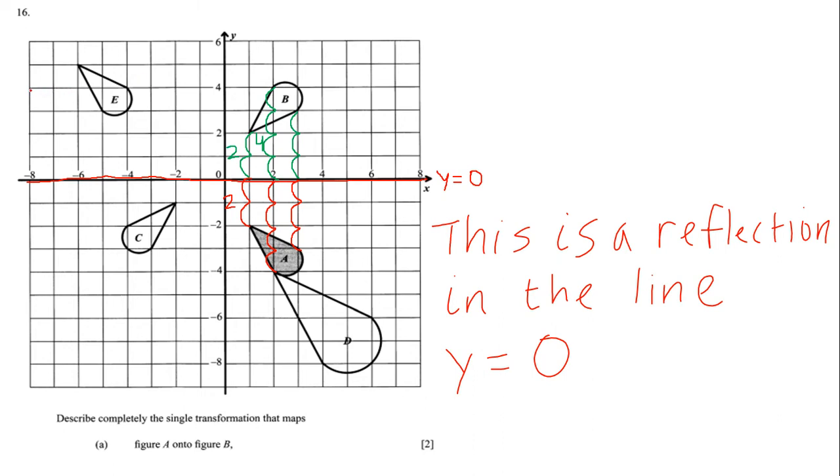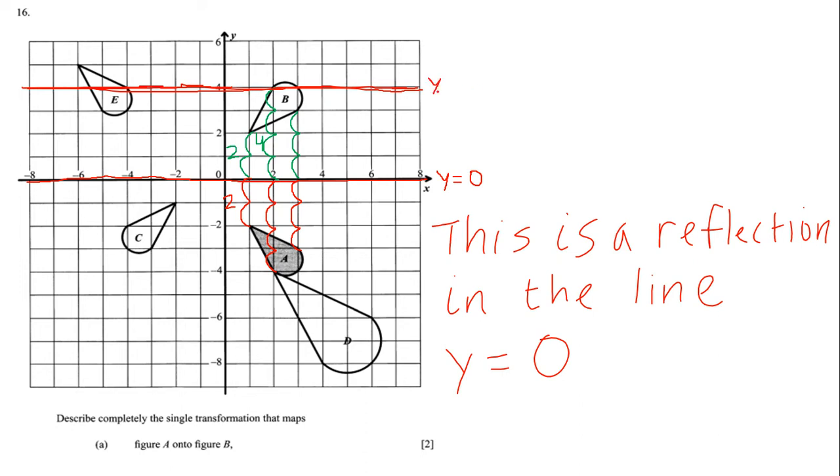If we do this line right there, the line that passes through 4, what do we call that line? The same red line right there. This line right there. What do we call that line? This is the line y equals 4. We did this before.